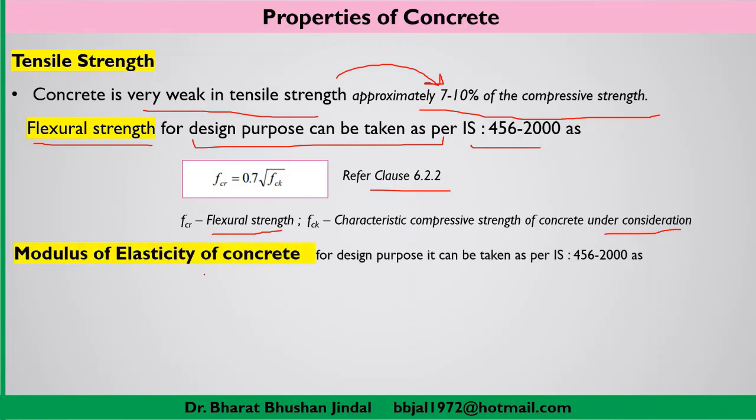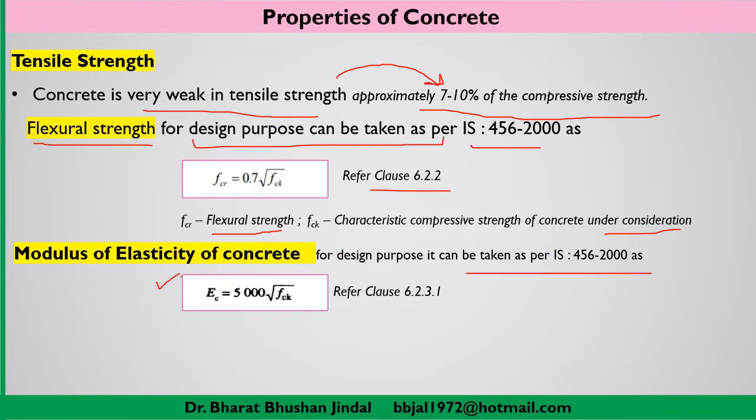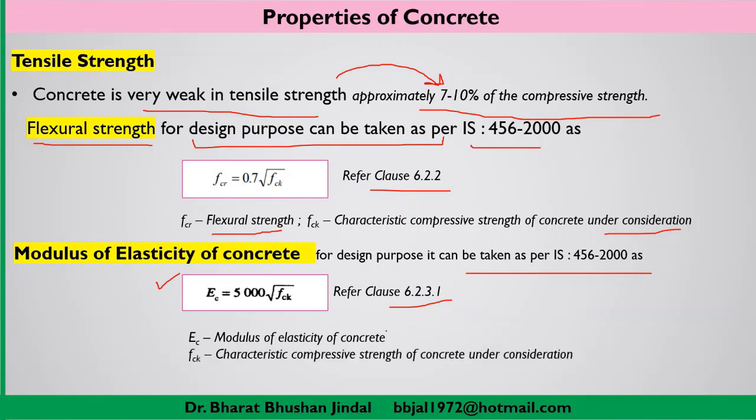Now another important property of concrete is modulus of elasticity of concrete. Again, for design purposes, the code has recommended a formula to estimate the elastic modulus. Ec is the modulus of elasticity of concrete, and that is given by the formula 5000 square root of fck. For this you can refer to clause number 6.2.3.1. So Ec is the modulus of elasticity of concrete and fck is the characteristic compressive strength of concrete under consideration.